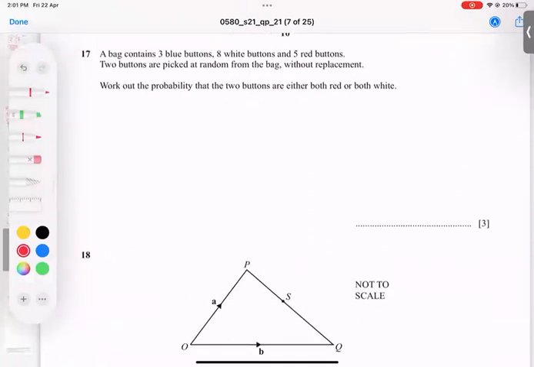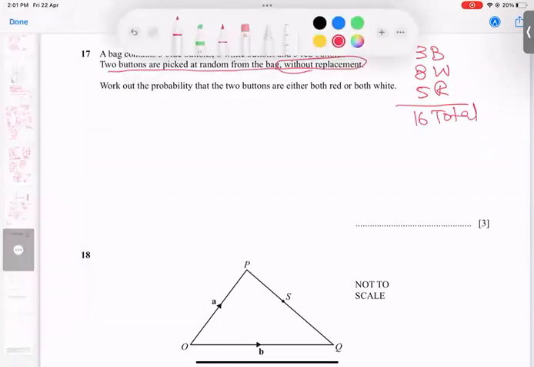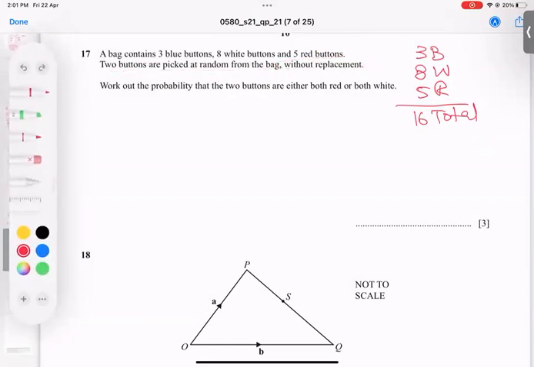Question number 17, we have here that a bag contains 3 blue, 8 white, and 5 red. So it becomes 8, 16 total, 16. Two buttons are picked from the bag without replacement. Without replacement means when you take one button out, then you will reduce it. So he said work out the probability that the two buttons are either both red or both white.